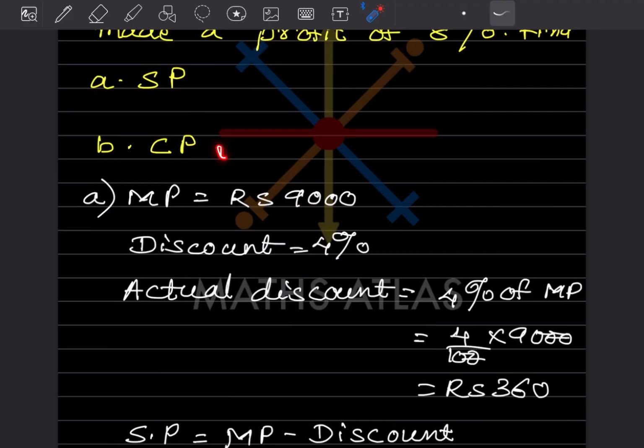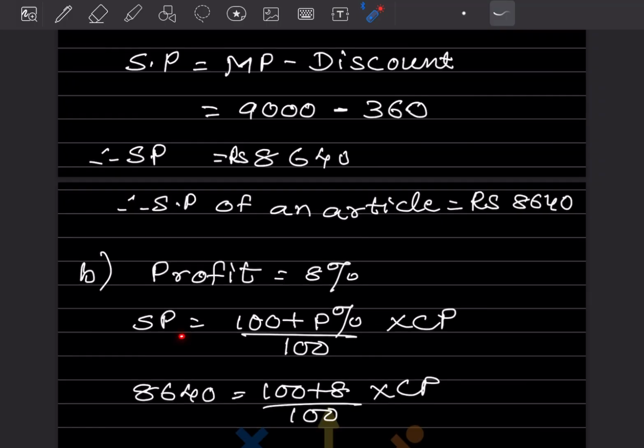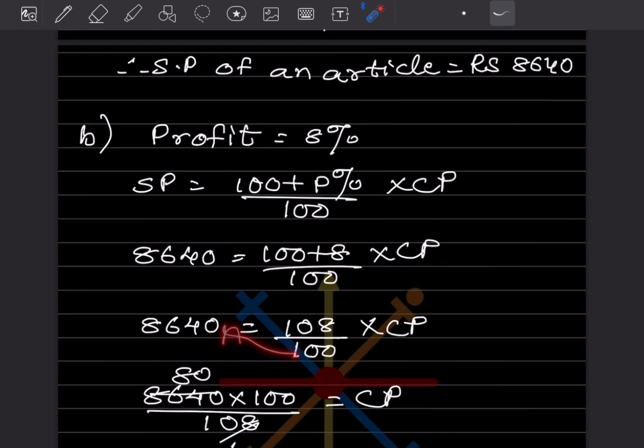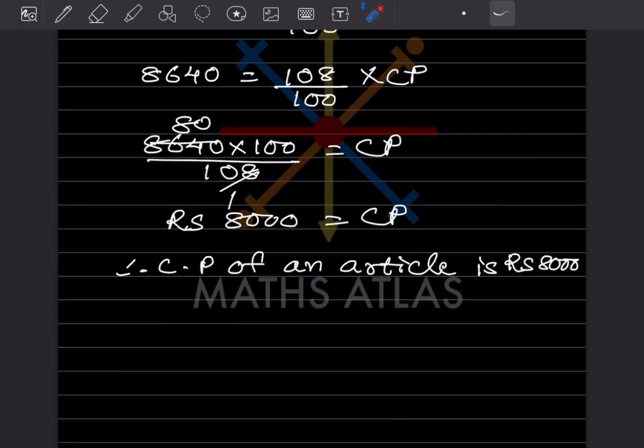So now we will see the cost price. The profit is given as 8%. Now we know the profit, we know the selling price, so we'll use this formula. Selling price is 100 plus profit percentage divided by 100 into cost price. So this is going to be 8640 equals 100 plus 8 divided by 100 into cost price. So this will be 108 by 100 into cost price. So this will go this side. So 8640 into 100 is going to get divided. After simplifying this, we get cost price is 8000.